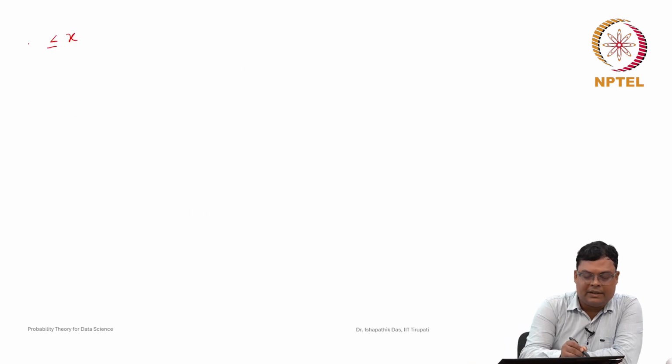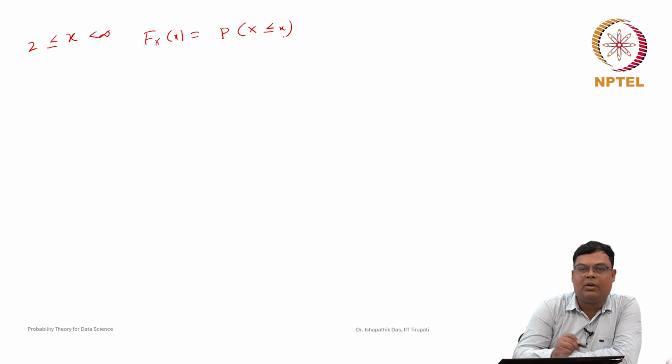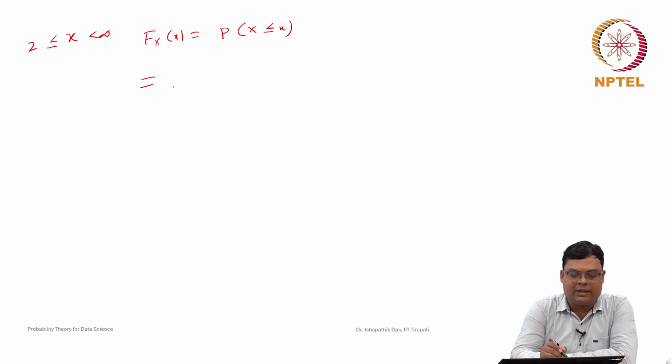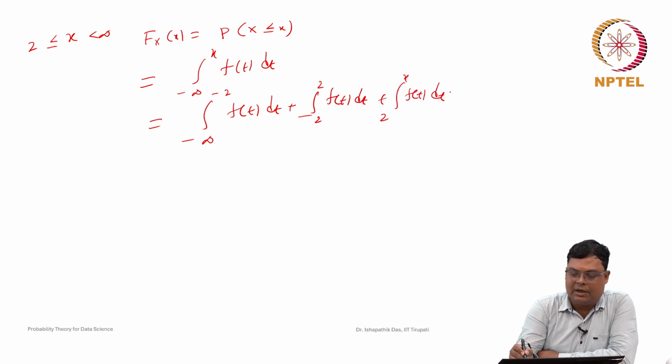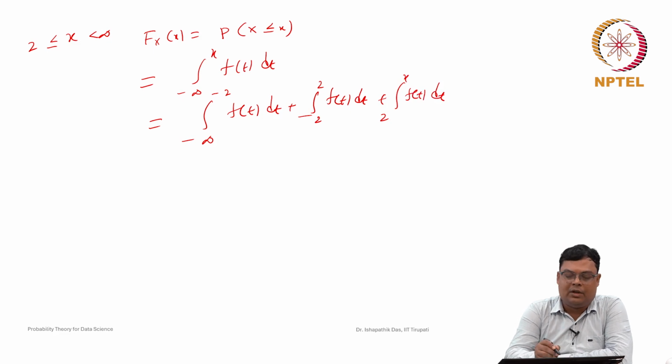So, again, whenever x is greater than or equal to 2 and less than infinity, then F of x is nothing but the probability that X is less than or equal to x. So, this is nothing but the integral from minus infinity to x of f(t) dt. Because x is greater than or equal to 2, we have to break this interval: minus infinity to minus 2 of f(t) dt, plus minus 2 to 2 of f(t) dt, plus 2 to x of f(t) dt. So, this will be the total integration.